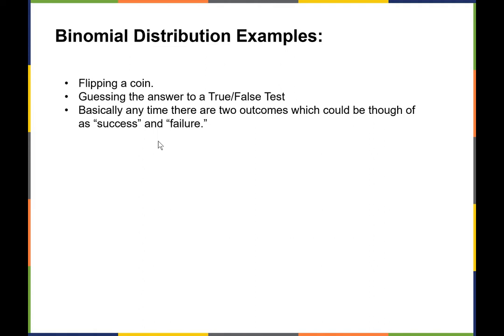Another example would be if you're taking a true-false test and just guessing the answer. The number of trials would be the number of questions on the test. Each question you guess with a probability of success. Basically, anytime there's going to be two outcomes in a series of trials, and one could be thought of as success and one's failure, it's going to be the binomial distribution.